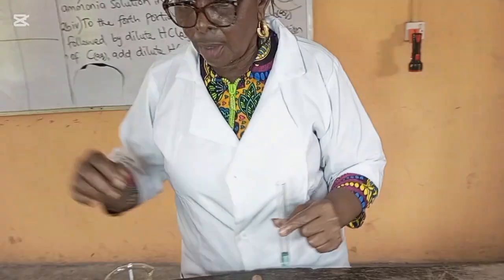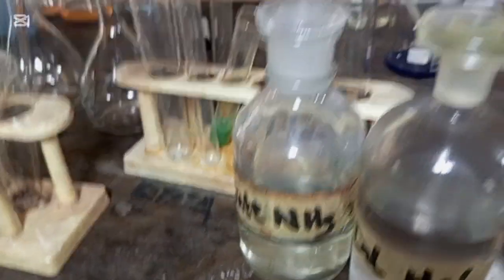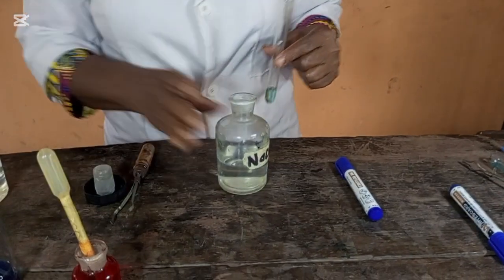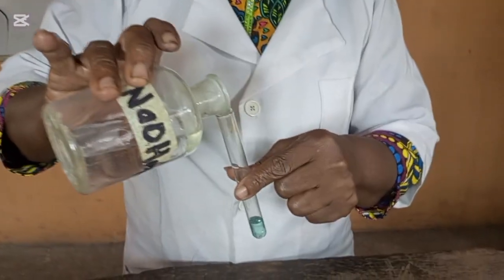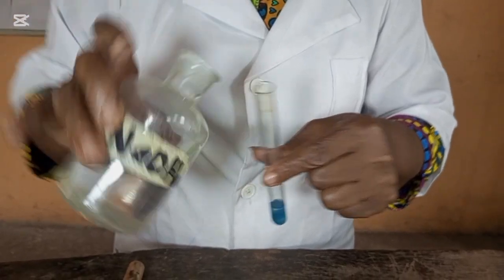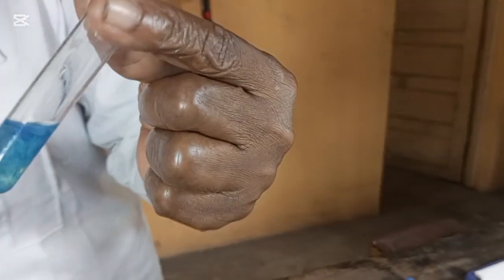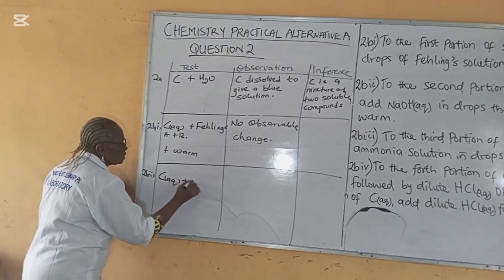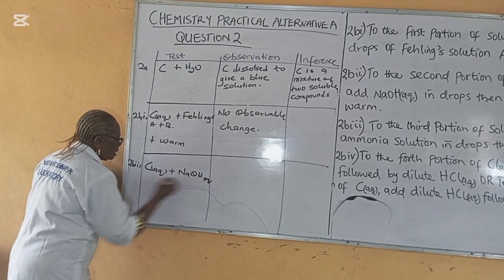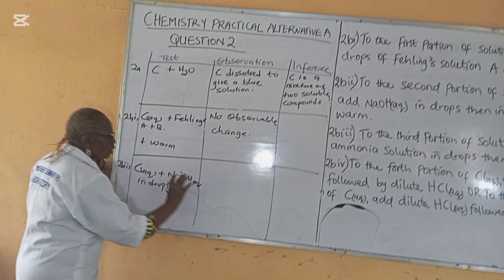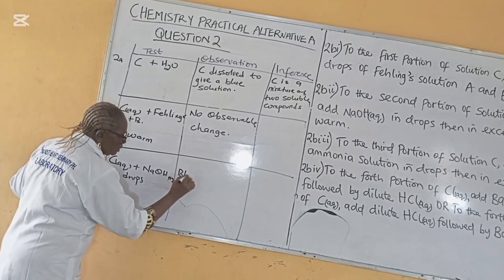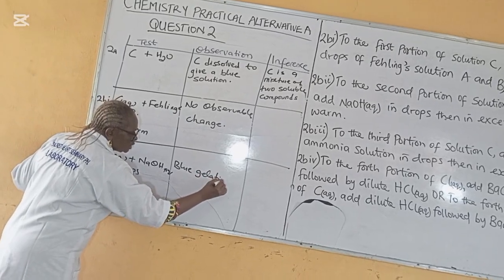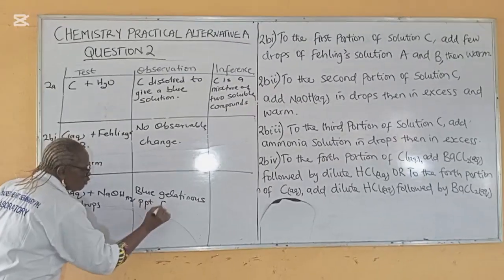You add sodium hydroxide in drops. Make sure you know what you are using. You use sodium hydroxide. You now add it in drops, small quantity. In drops. You can see I've observed a blue gelatinous precipitate. If you want to write second portion, you write, or we are still working with C aqueous plus sodium hydroxide solution in drops. You follow the line and write blue gelatinous PPT formed.